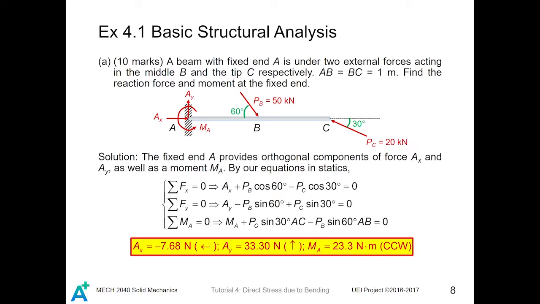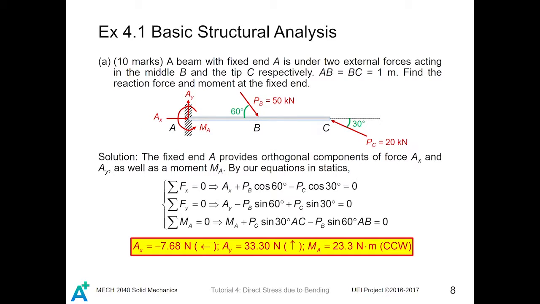Apart from that, we also consider the moment about point A. When PB is decomposed into orthogonal components like this, the horizontal component will provide no moment to this fixed end. The vertical component will provide the moment with the arm AB.